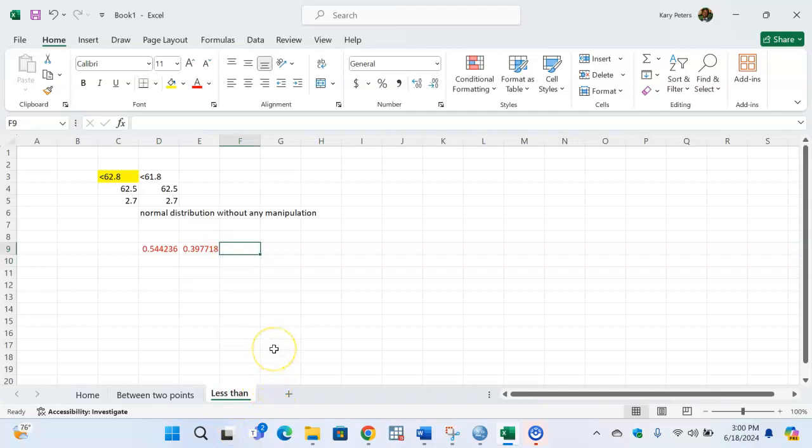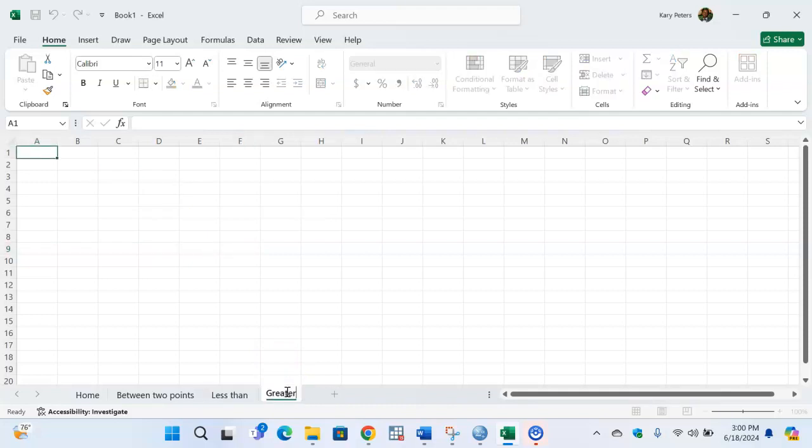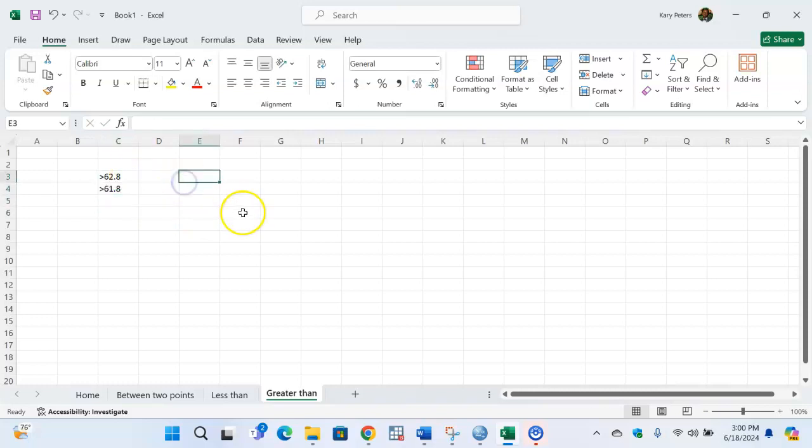Let me give an instance. Now this time around they ask you something that is greater than. So the question is now, let's call it greater than. So they tell you greater than 62.8. The second one is also greater than 61.8. They tell you to find the probability that the height is greater than 62.8 or 61.8. So have our mean as what? And our SD, let's just do SD. This is 62.5. This is 2.7. So this is what you're supposed to do.